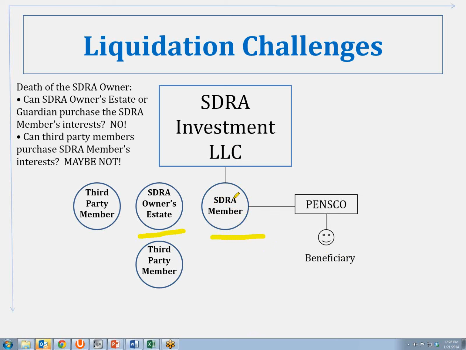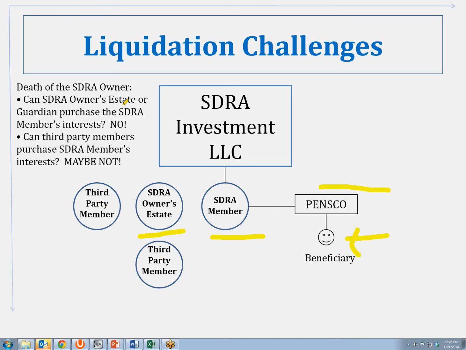Then we have the self-directed retirement account member, and something now happens to that, and what happens is that it still continues to own the LLC interests. There's no title change there. PENSCO as the custodian still owns it, okay? But there's now a new beneficiary. And that's the situation that's arisen. If this beneficiary is in control of what happens with these LLC interests, the other third-party unrelated members may have a concern. If they don't like that person, or if that person is unqualified, or if they can't support the financial obligations or something else, then they'd like to get rid of that beneficiary, and that's what cross-purchase agreements are typically about.